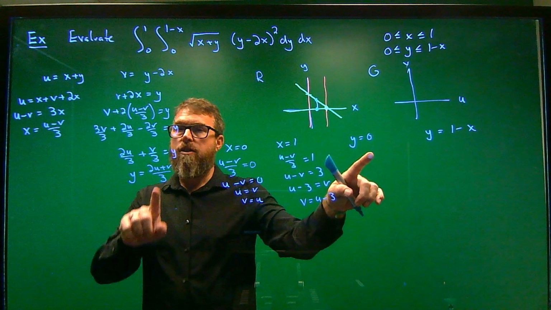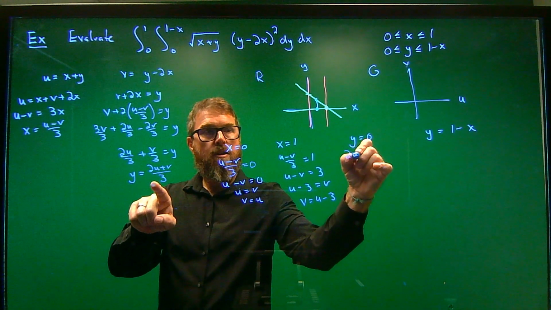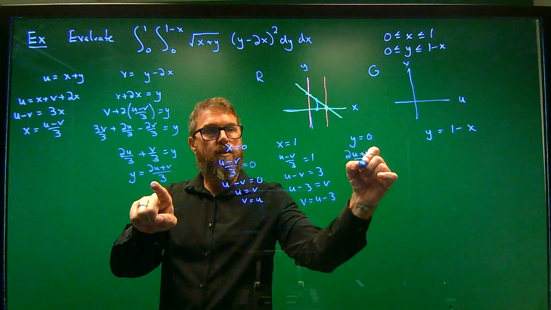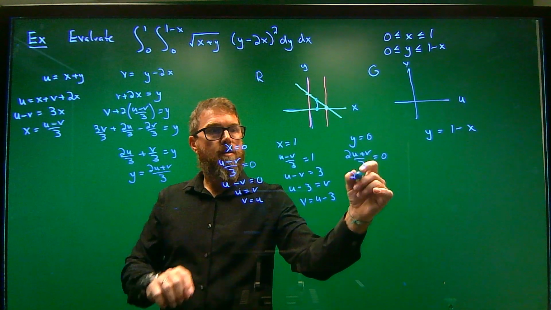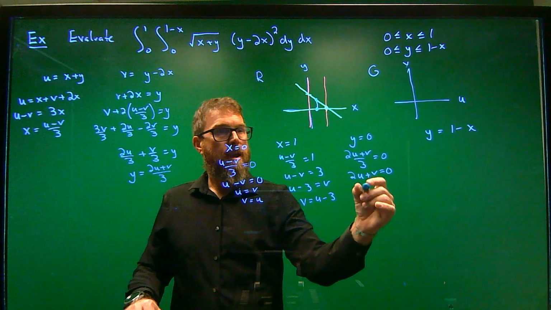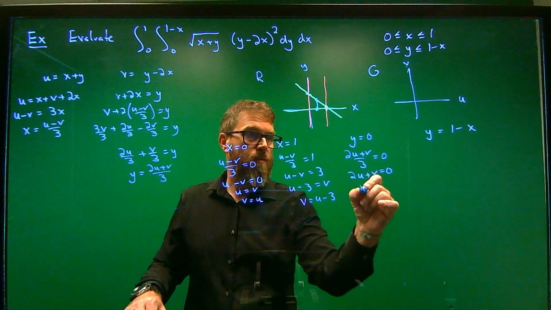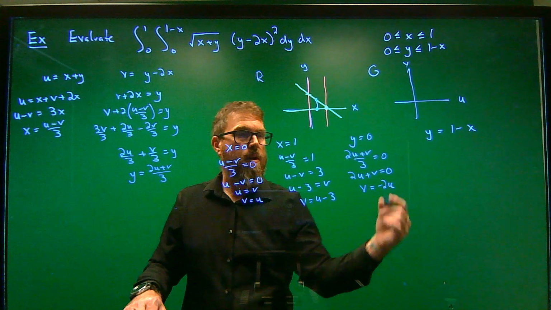Now y is equal to 0, we're going to do this substitution, so 2u plus v over 3 is equal to 0. So multiplying everything by 3, 2u plus v is equal to 0. So v is going to be equal to, sending the 2u over, v is going to be equal to minus 2u.